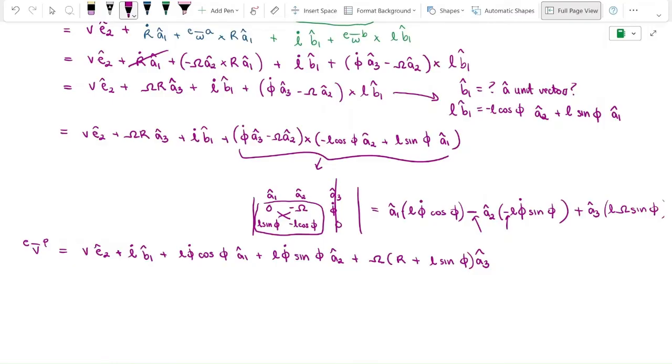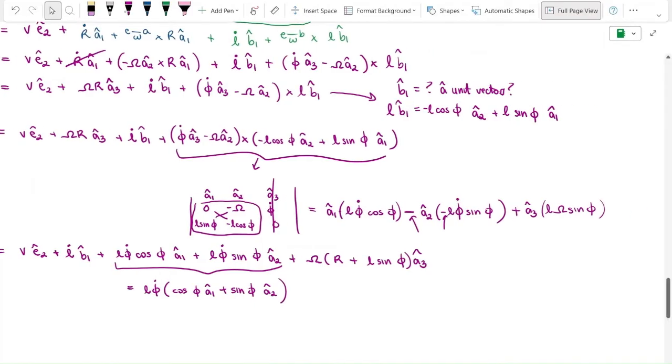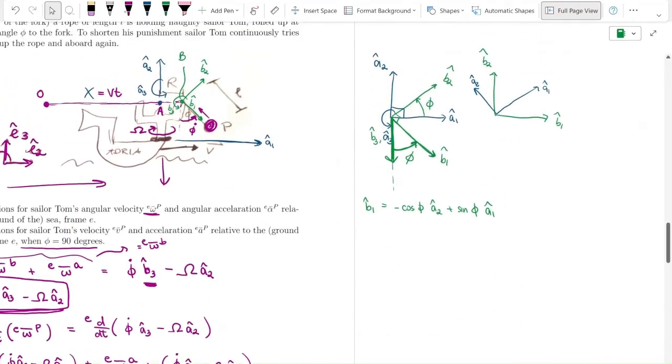Okay, yeah. And then you're like, oh, what an interesting term here. This is correct, by the way, but this is such an interesting term. Wow. Why does it look like the coefficients are the same, but it's just a difference between a cosine and a sine? Well, you can actually rewrite this in a cleaner way if you look at the geometry again. So notice that this term is just equal to L phi dot times cosine phi A1 hat plus sine phi A2 hat.